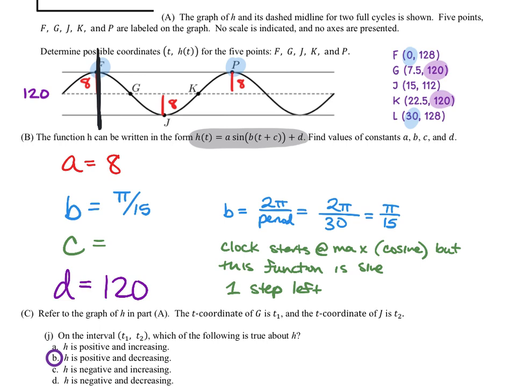What is a step here? A step is the horizontal distance from F to G, from G to J, from J to K, from K to P. What is one step? 7.5. Boom, 7.5. So you technically have already found most of these numbers in part A for part B. That's 2 more points.